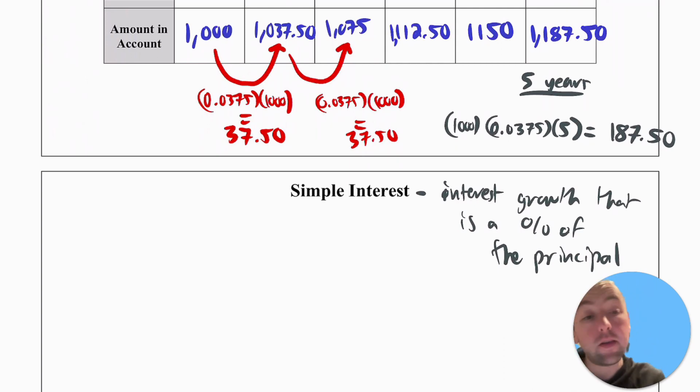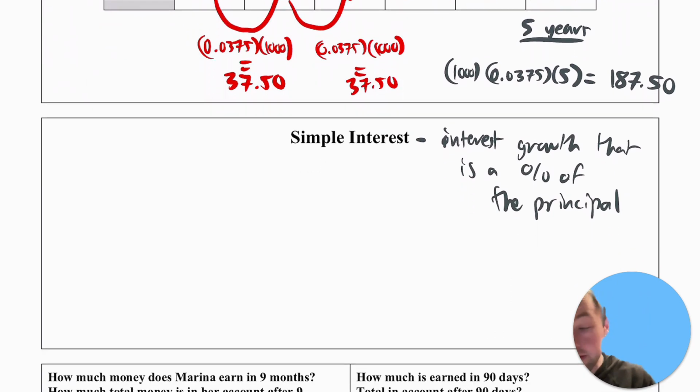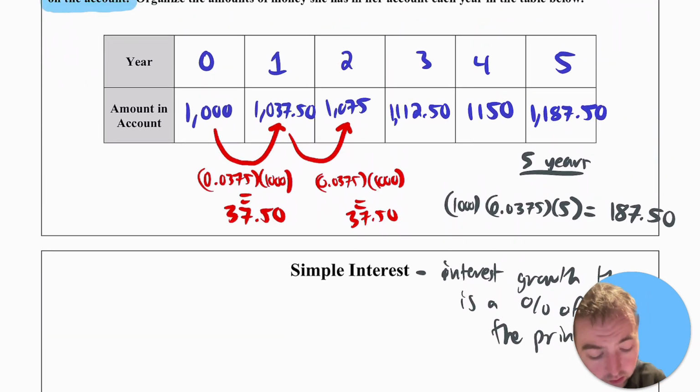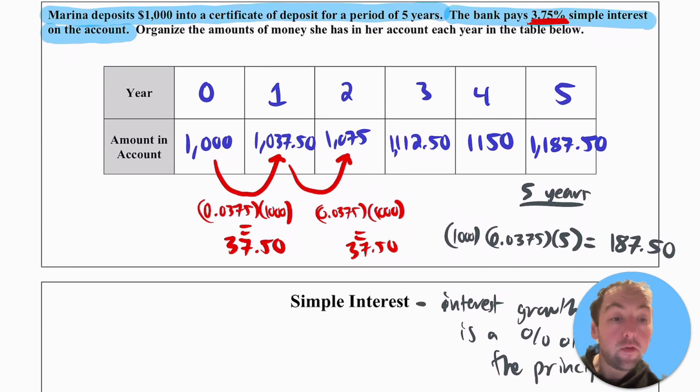So simple interest just has that characteristic in which you're always increasing based off the original amount, which means that you're just going to keep adding the same dollar amount from year to year if you have a simple interest account. So there is a nice formula that we can use for simple interest.